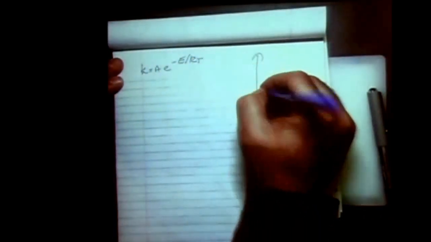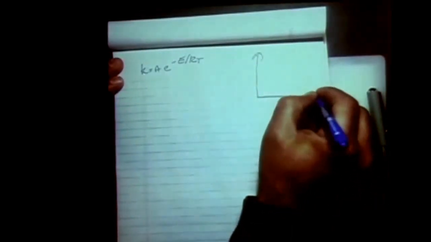So, just to get back to that equation that I put there, it would be k = A e^(-E/RT). We are going to do some examples during the tutorial.